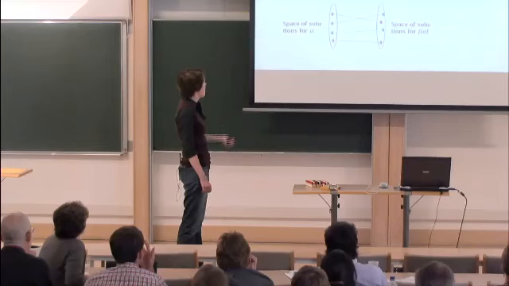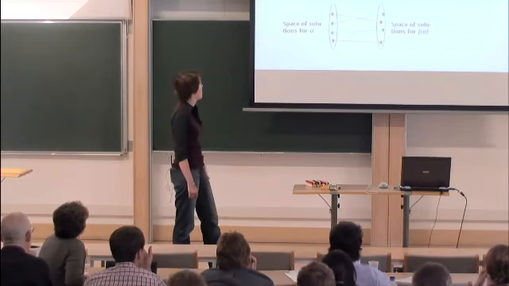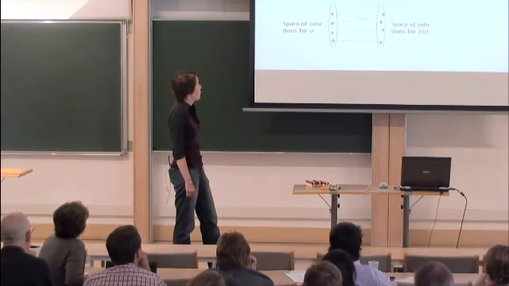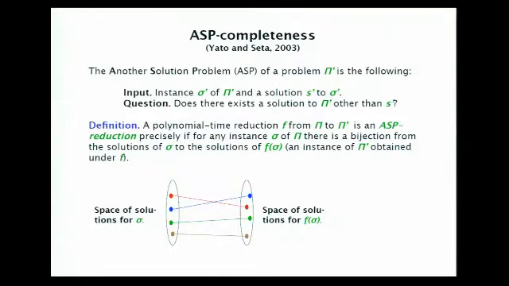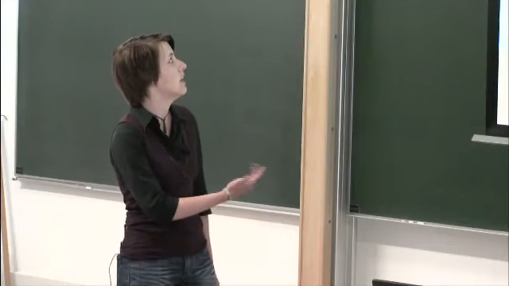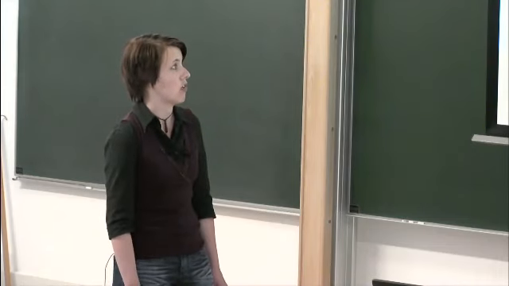So to tackle the computational complexity of these ASP questions, there is the notion of an ASP reduction. And an ASP reduction is a special kind of polynomial time reduction, which you may all know from proofs that show that decision problems are NP-hard. So to prove that something is NP-hard, you usually use a polynomial time reduction.